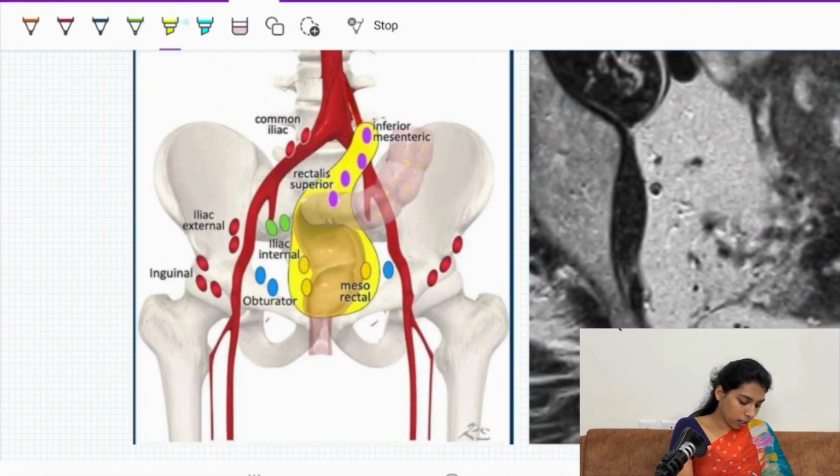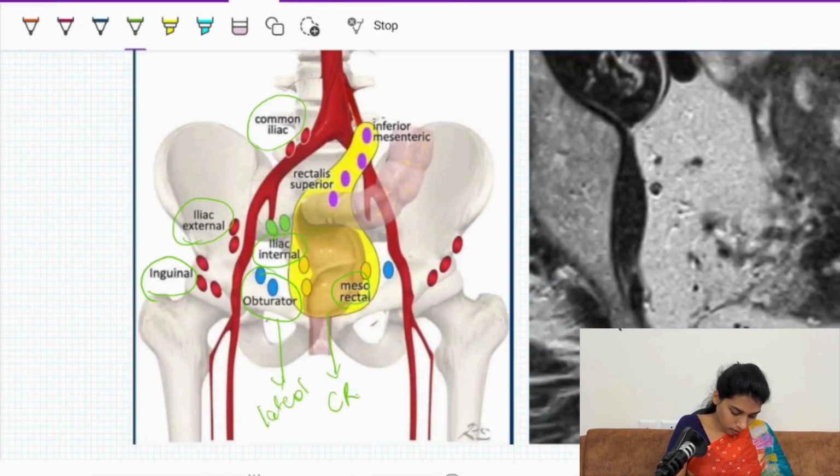Now we look at what are the nodes we should be looking at. Obviously, there's a mesorectum, there's mesorectal fat, and there are nodes within the mesorectal fat, which are mesorectal nodes, right? And then you have the common iliac, external iliac, internal iliac, obturator nodes, inguinal nodes. These nodes in yellow, that is the mesorectal nodes, are the central group of regional nodes. The internal iliac and obturator nodes are the lateral group of regional nodes.